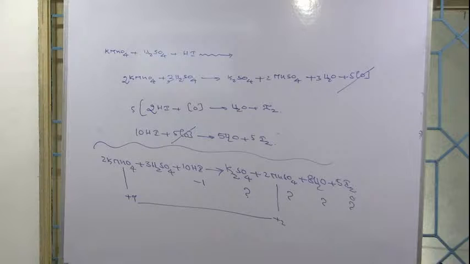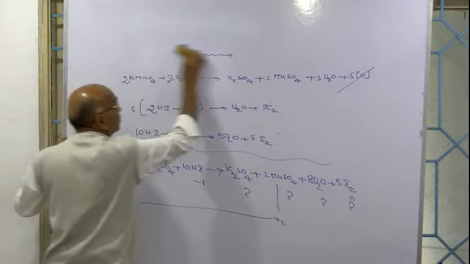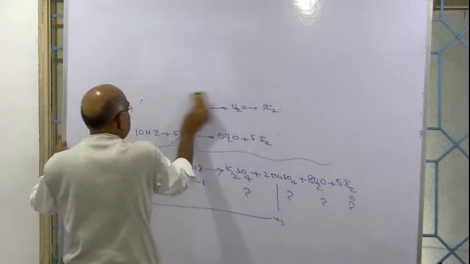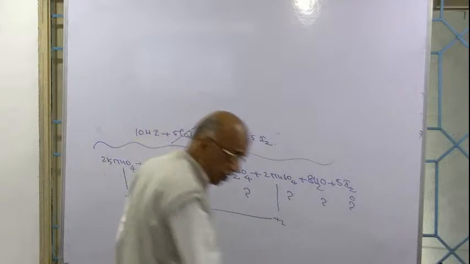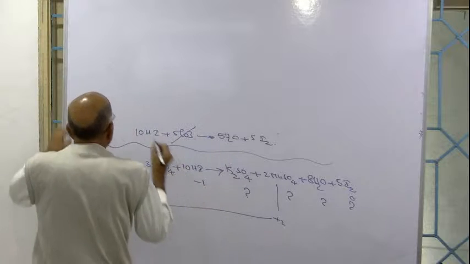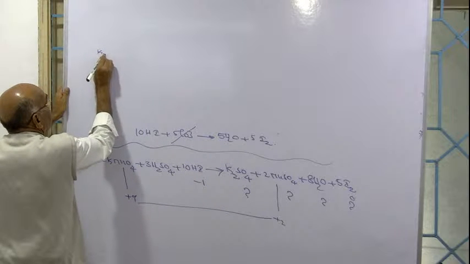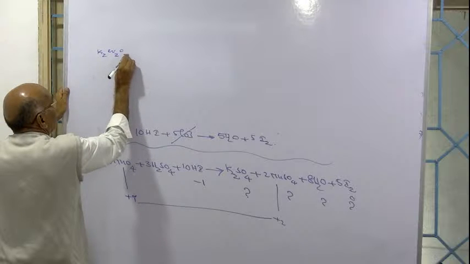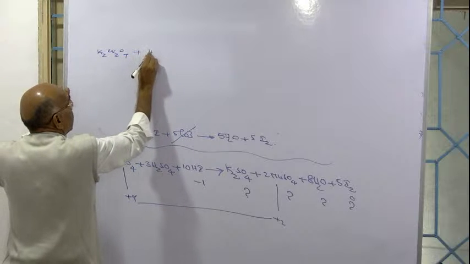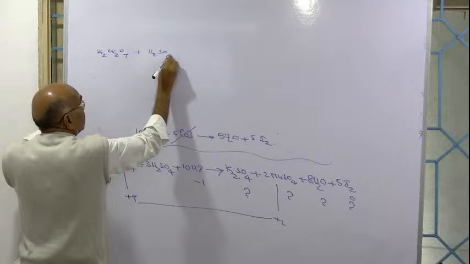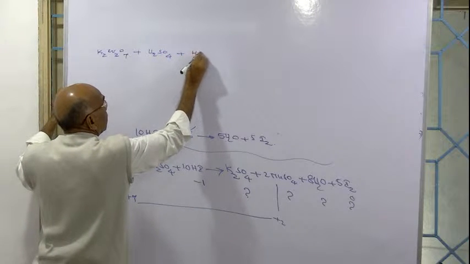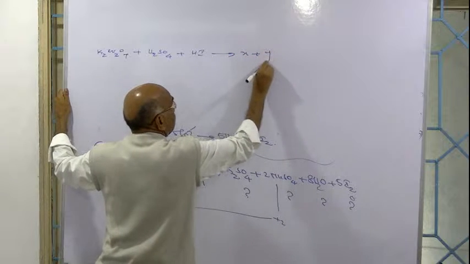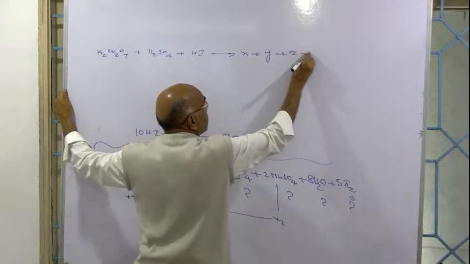I hope it is completed. Writing the second reaction. Potassium dichromate, K2Cr2O7, plus sulfuric acid plus HI gives X plus Y plus Z plus Z1.